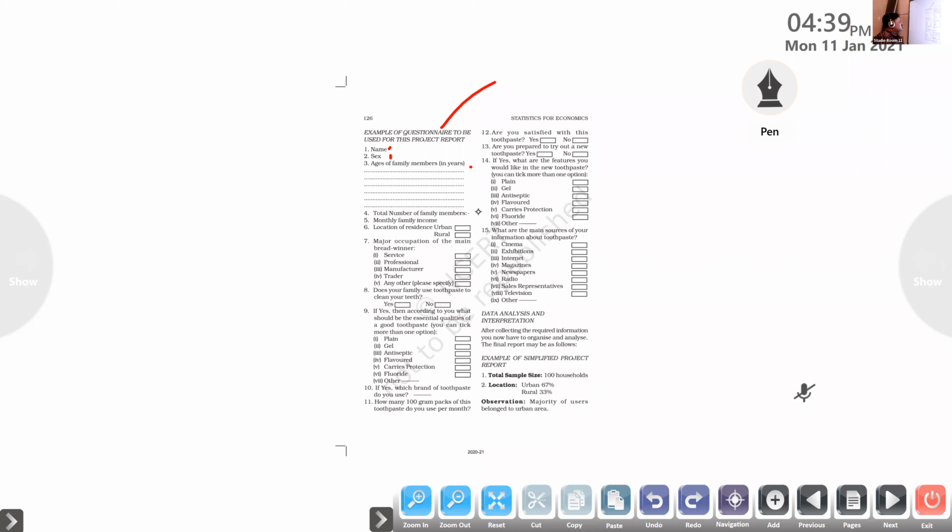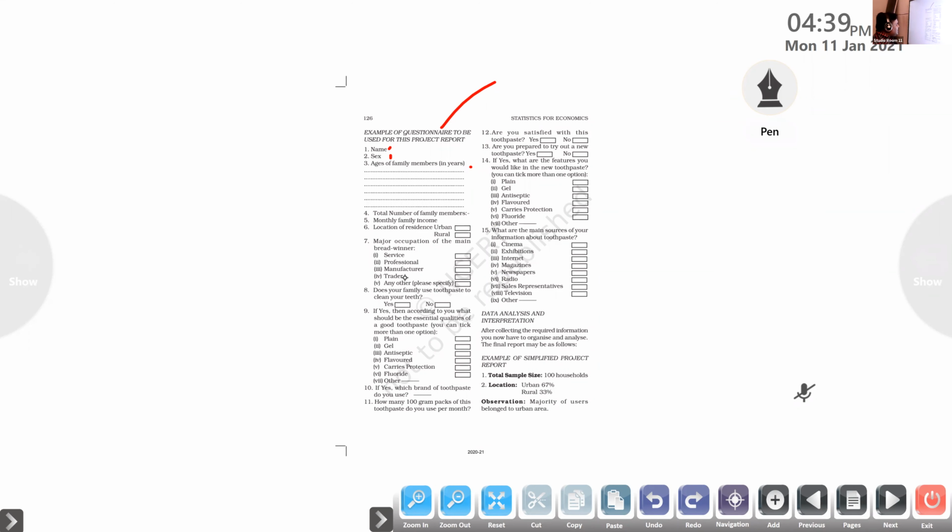Does your family use toothpaste to clean your teeth? If it is no, the other questions are not relevant, right? Yes or no? Anyway, if it is yes, we go forward. If yes, then according to you, what should be the essential qualities of a good toothpaste? You can ask them what type of toothpaste they need: a plain one, gel one, antiseptic toothpaste, flavored one, caries protection, fluoride, and other types of toothpaste.